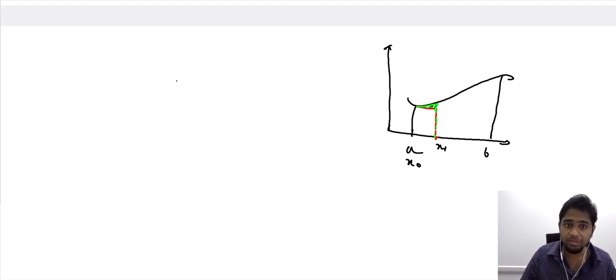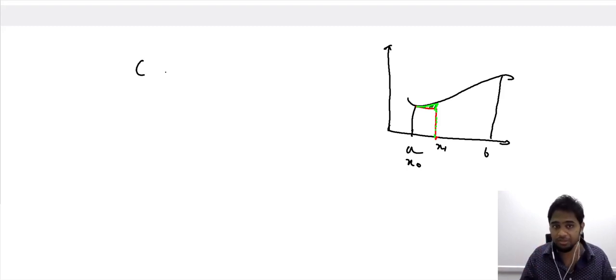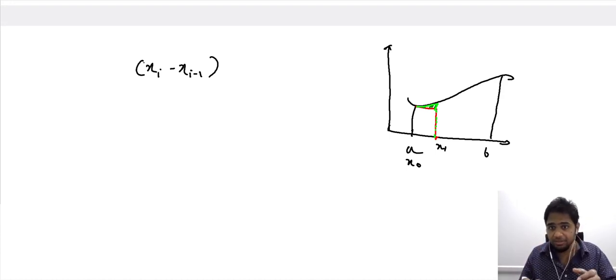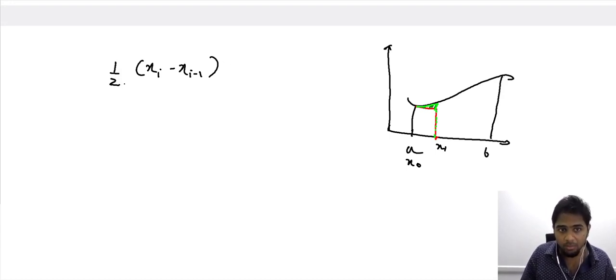So therefore we need to consider the area of this trapezoid. The width of the trapezoid itself is going to remain the same, so it will be x of i minus x of i minus 1. However, now that we are considering a trapezoid, there is a significant difference in the lengths of the sides, which is expressed as 1/2 of f of i plus f of i minus 1.